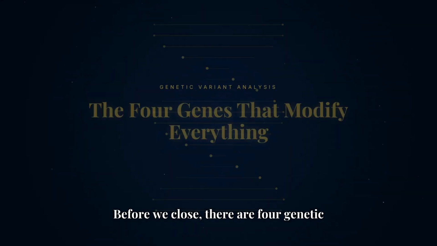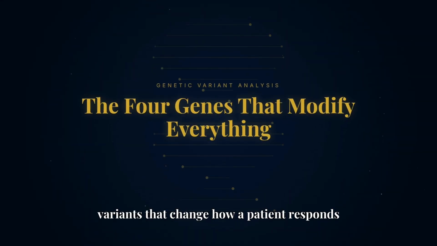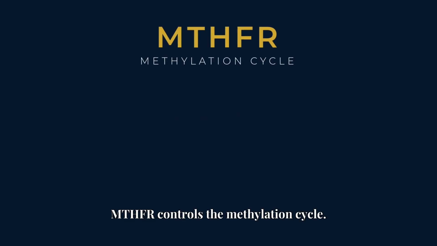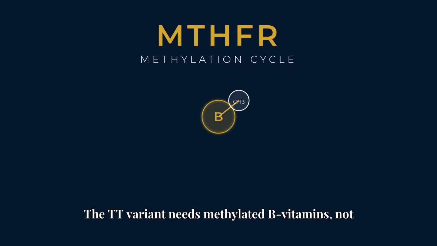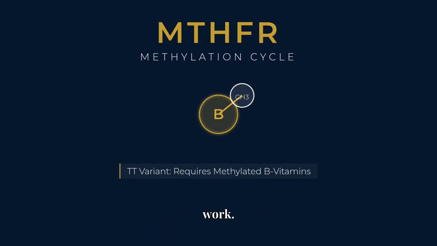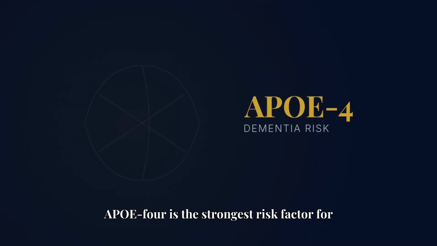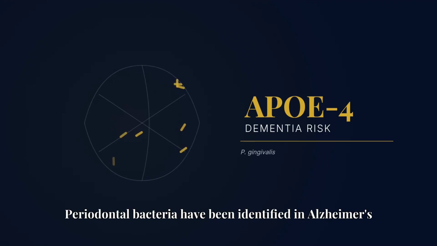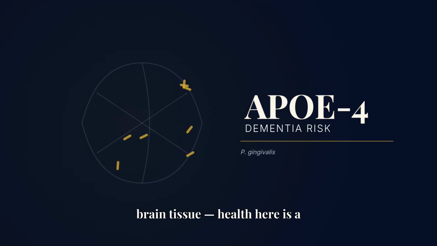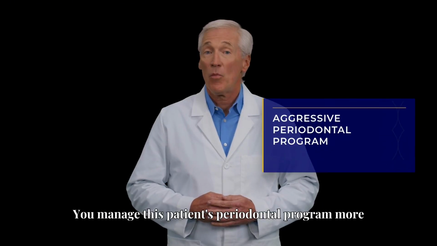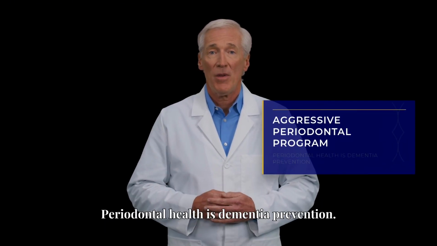Before we close, there are 4 genetic variants that change how a patient responds to every levy intervention. MTHFR controls the methylation cycle. The TT variant needs methylated B vitamins, not standard folic acid, to make the cycle work. APOE4 is the strongest risk factor for Alzheimer's. Periodontal bacteria have been identified in Alzheimer's brain tissue. Gum health here is a priority. You manage this patient's periodontal program more aggressively than you would the non-carrier. Periodontal health is dementia prevention.